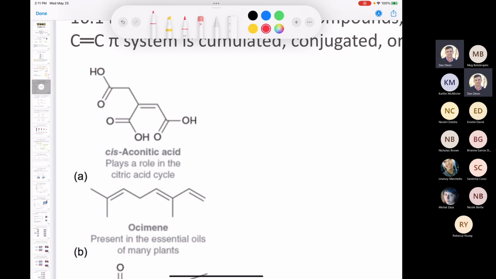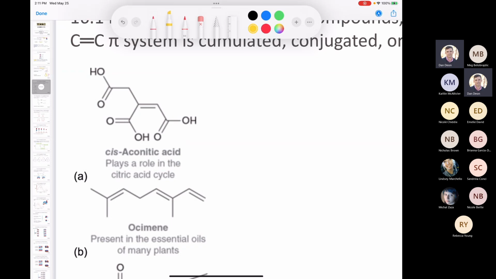You know, the citric acid cycle starts with pyruvate and then oxaloacetate. Anyhow, so you might have heard of aconitase and aconitate and things like that. So this is cis-aconitic acid. Anyhow, that's neither here nor there.